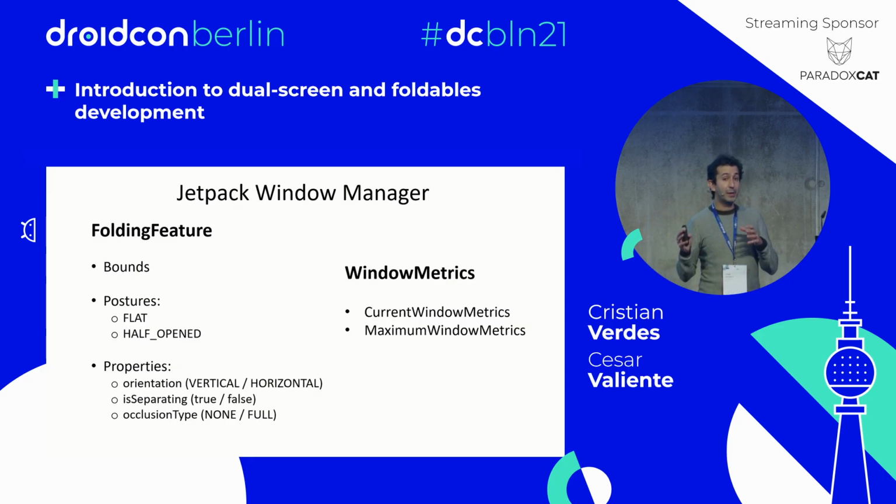So Jetpack Window Manager provides you information regarding the folding feature and window metrics. We are going to see the folding feature first. The first thing Window Manager provides is the boundaries of the folding feature, so where the folding feature is located in the device: left, top, right, and bottom. With that information, you can realize, OK, here I have a folding feature. So if I want to provide a really good experience for my users, I should align the different UI components to the left, to the right, or, when you rotate the device and the folding feature is horizontal, to top or bottom. This is one of the key aspects of Jetpack Window Manager providing info about the folding feature.